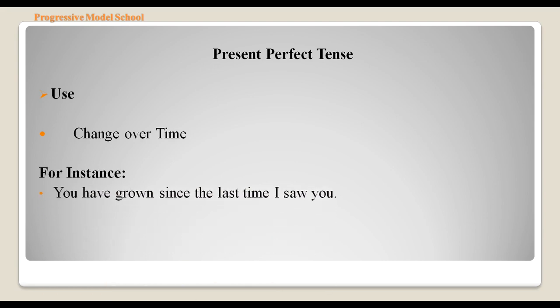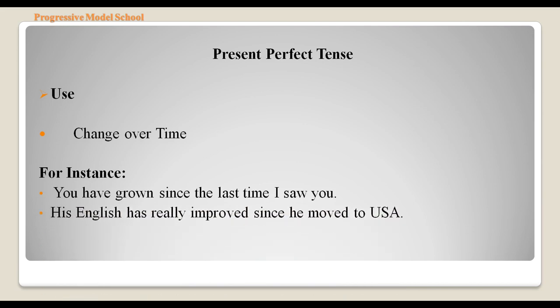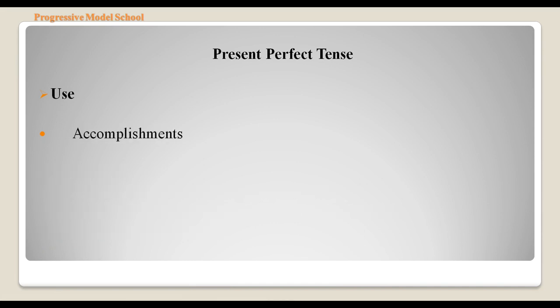For example, you have grown since the last time I saw you. His English has really improved since he moved to USA. Another example, plants have grown into trees. Okay, now let's look at another use. We often use the present perfect to list the accomplishments of individuals and humanity, or in simple words, we use this tense to inform about actions, whether those actions have been completed or not. And most importantly, we cannot mention a specific time.